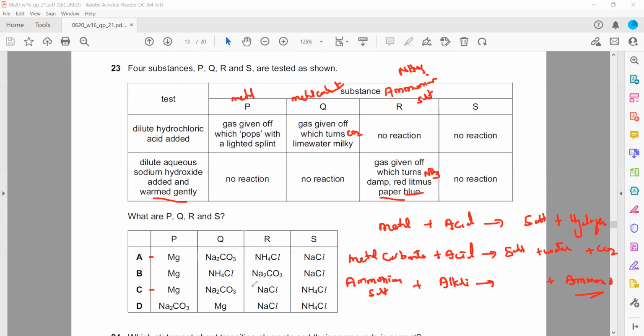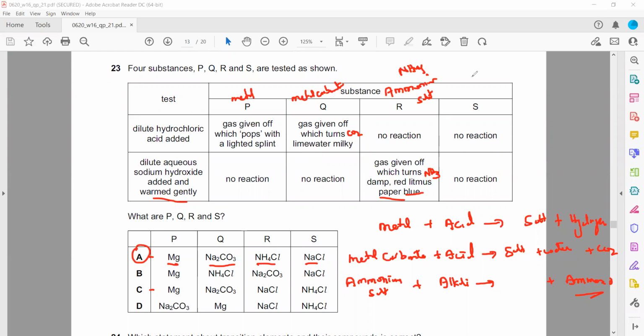So the salt which has NH4 cannot be C, it is actually A, because P is metal magnesium because it gives off hydrogen with acid. Q is metal carbonate because it gives carbon dioxide, and R is an ammonium salt because with sodium hydroxide it gives off ammonia gas. And the last one, sodium chloride, does not react with acid or alkali.